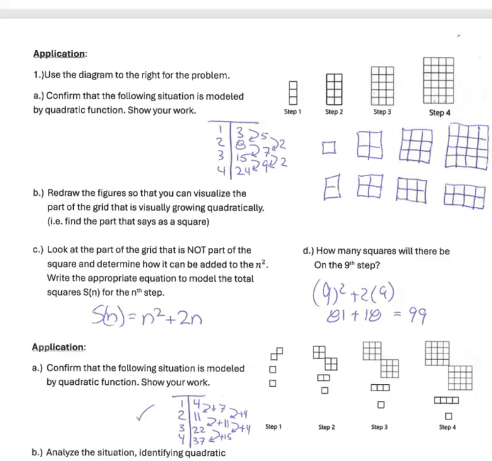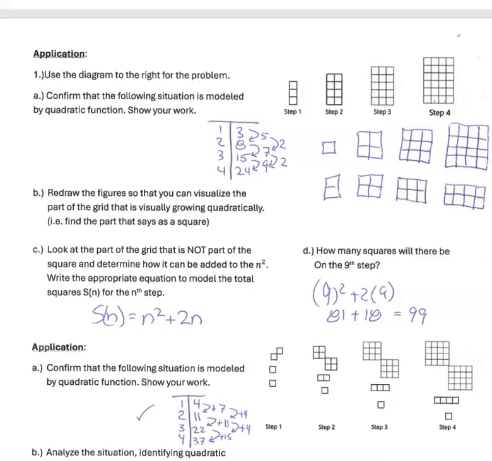Now the other one, when I'm looking at this, for step 1 you had 2 boxes. For step 2, you had 4 boxes. For step 3, you had 6 boxes. For step 4, you had 8 boxes. So it kind of seemed like you just take the step and multiply by 2. And that's where I got the 2n.